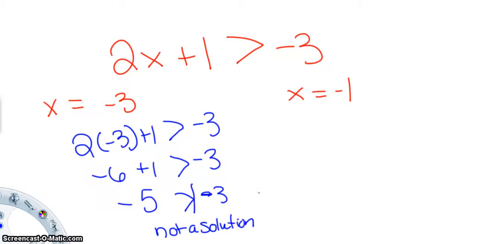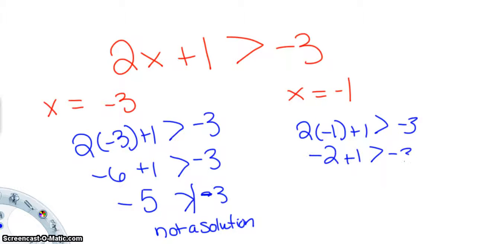Now we try the other example. We're substituting in negative 1. 2 times negative 1 plus 1 is greater than negative 3. 2 times negative 1 gave me negative 2 plus 1 greater than negative 3. Negative 2 plus 1 gives me negative 1 is greater than negative 3. Is this a solution? Is negative 1 greater than negative 3? It is, so we have a solution. x equals negative 1 is a solution.